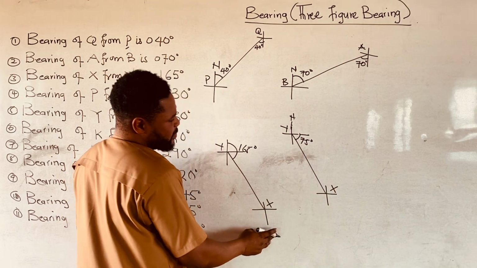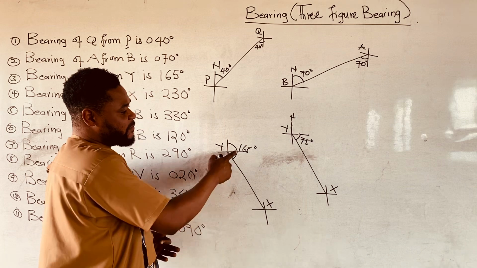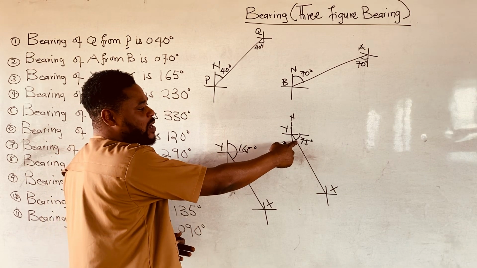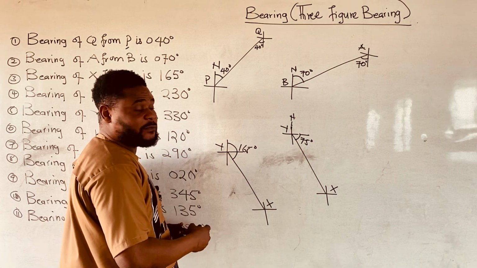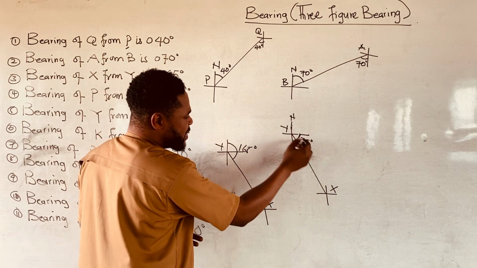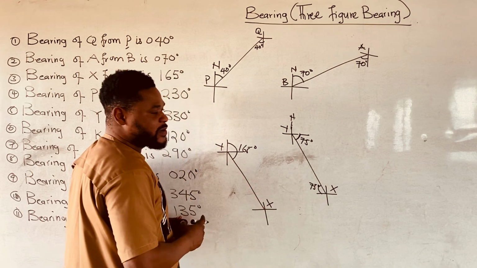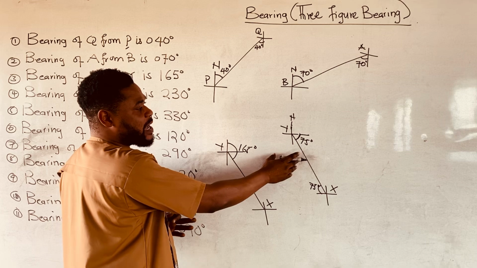To X. So in our calculations, if we have a 165 degrees bearing, you can also take this one, which will make the calculation easier for you. This angle here is alternate to this angle, which will be 75 degrees. All right. So this and this are the same.